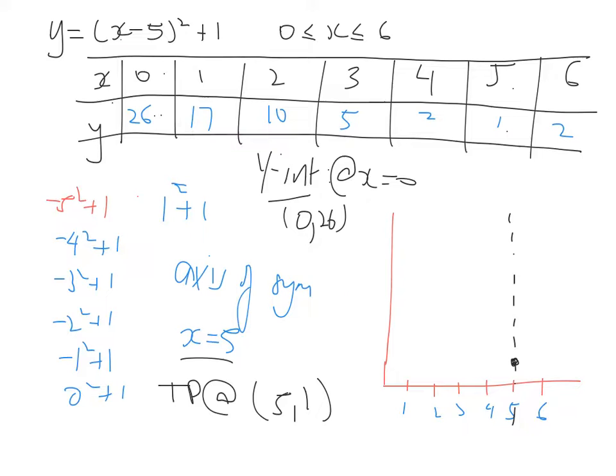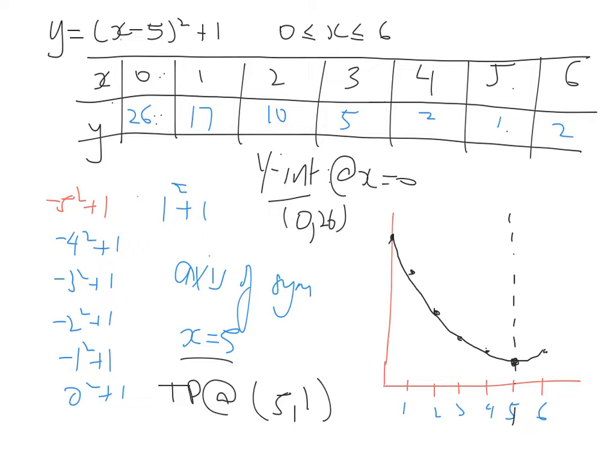Now, all of this helps us to sketch. So at (0, 26), we're going to be up here. At (1, 17), we're down to about here. At (2, 10), (3, 5), (4, 2), (5, 1), and then (6, 2). So our graph will go through each of these points like so.